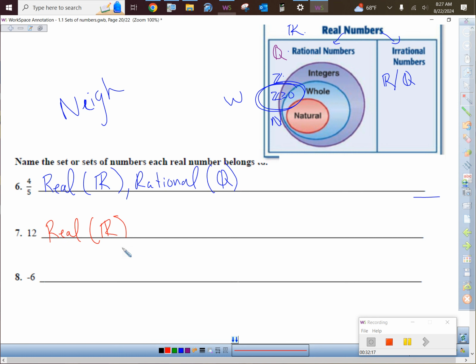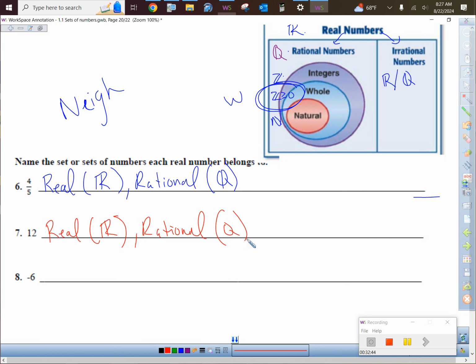And I want to decide if he's quiet. Is he rational? Because if he's not, he's got to go into the irrationals. The irrationals are the weirdos. They're pi, square root of 2, square root of 5. So what do you think? Is 12 rational or irrational? It's rational. So really quiet. And I got to see if he's a zebra, right?